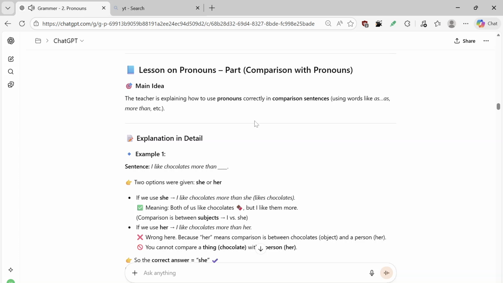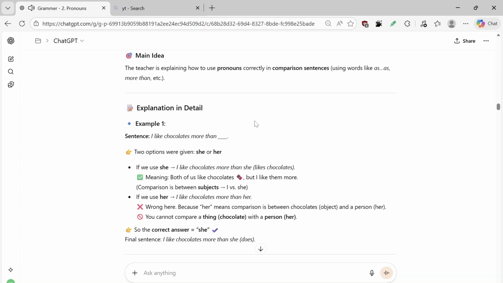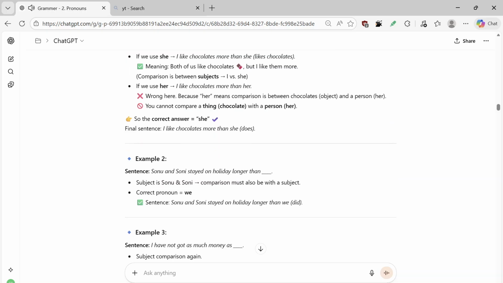Explanation in detail. Example 1. Sentence: I like chocolates more than she/her. Two options were given, she or her. If we use she, I like chocolates more than she likes chocolates, meaning both of us like chocolates, but I like them more. The comparison is between subjects, I versus she. If we use her, I like chocolates more than her. This is wrong here, because her means the comparison is between chocolates, an object, and a person, her. You cannot compare a thing, chocolate, with a person, her. So the correct answer is she. Final sentence: I like chocolates more than she does.